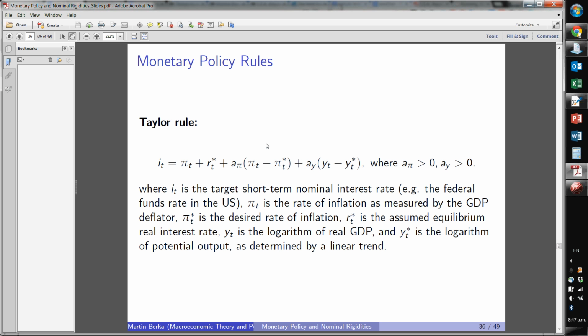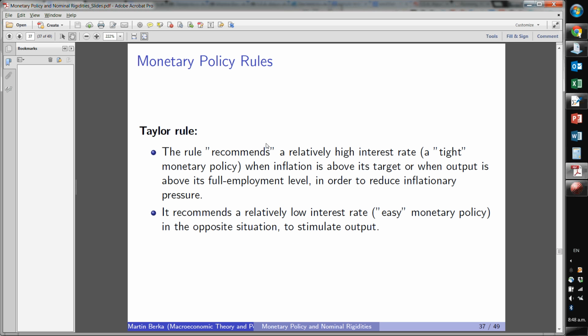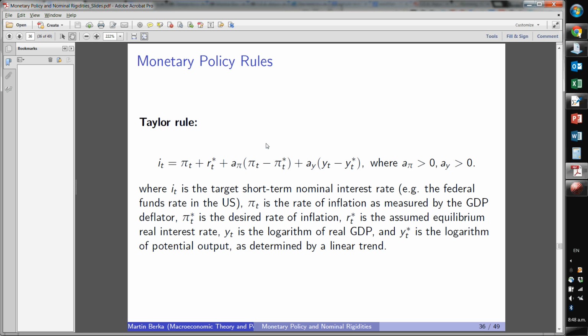The Taylor rule is named after John Taylor of Stanford, and it's basically the idea that monetary policy should respond to inflation differences from target and output differences from target. The coefficients a_pi and a_y are something that the policymaker chooses, and what you're looking at is the standard Taylor rule. It recommends a relatively high interest rate when inflation is above target, because those two coefficients are both greater than 0.